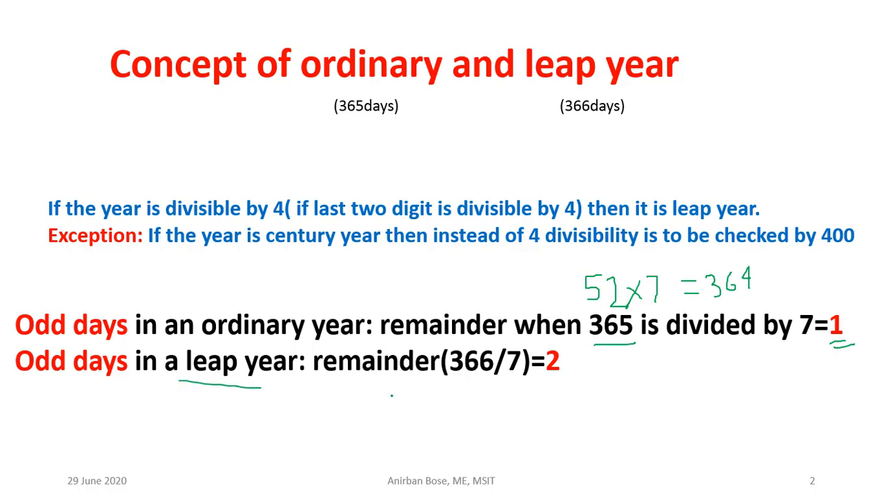Similarly, if it is a leap year, total number of days is 366. So how many odd days? The remainder will be 2. So number of odd days is 2. So in an ordinary year, odd days 1. In a leap year, odd days 2.